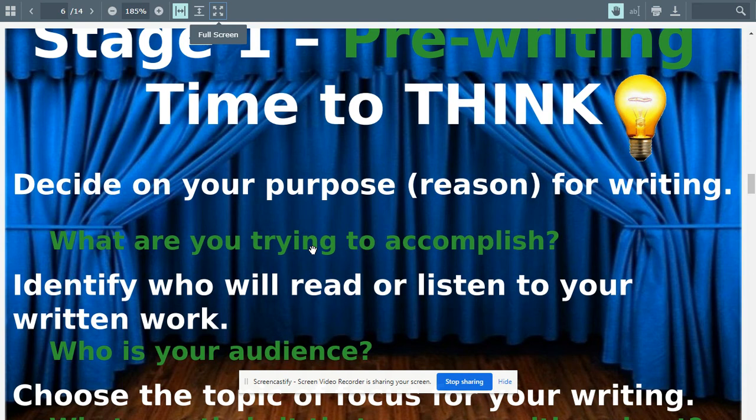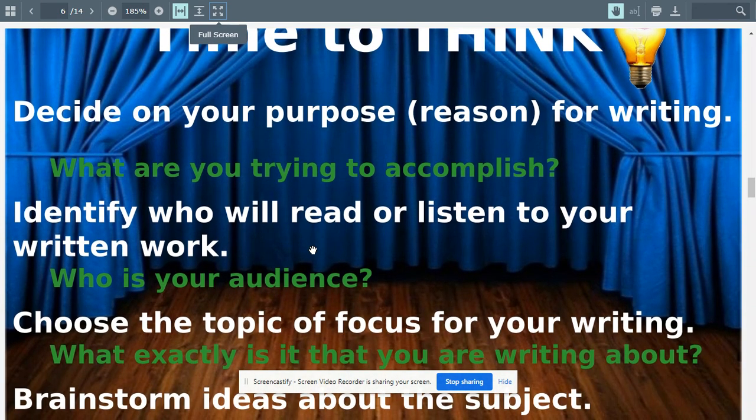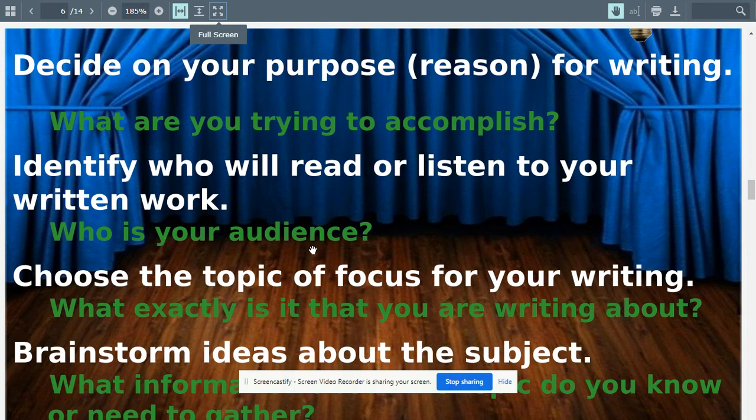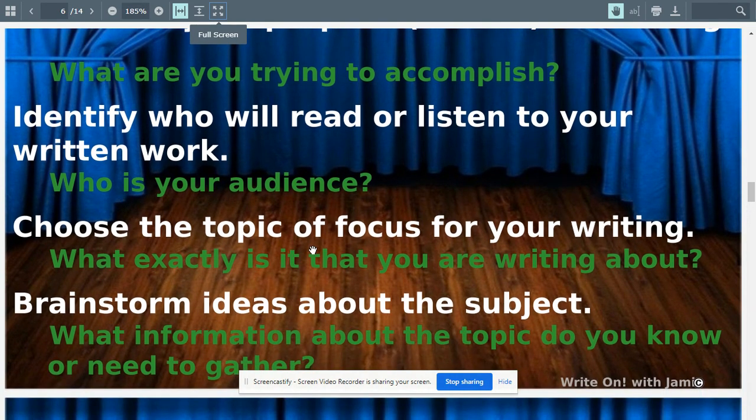What are you trying to accomplish? Identify who is going to read or listen to your written work. All right? Who is your audience? Same thing as who is going to read, okay? Choose the topic of focus for your writing. What exactly is it that you are writing about? Okay? What is your topic?